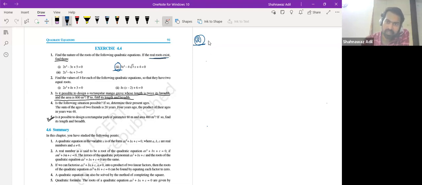So we have this second question, right? Find the values of k for which the following quadratic equation has two equal roots. So Amar, what is the condition for equal roots? D equal to 0. Absolutely right. So D equal to 0, right? So you guys put D equal to 0 and find out the value of k. Okay, all of you guys please do and tell me.